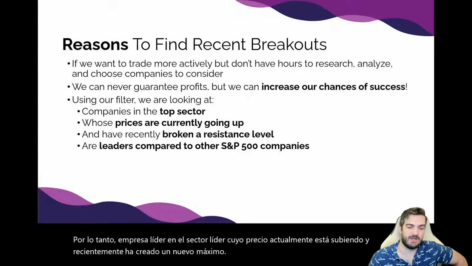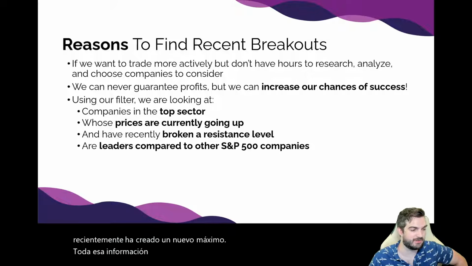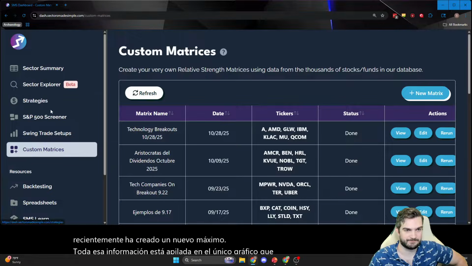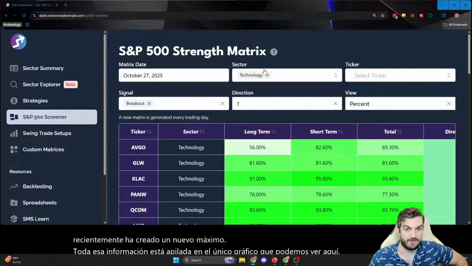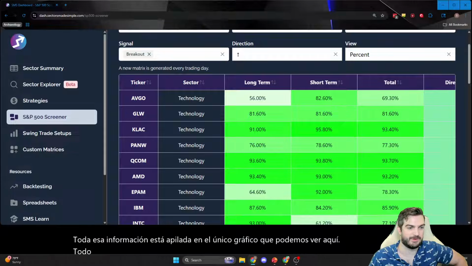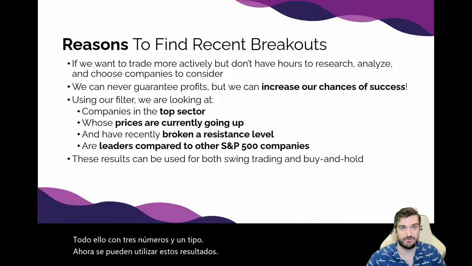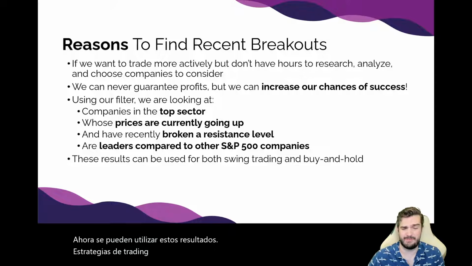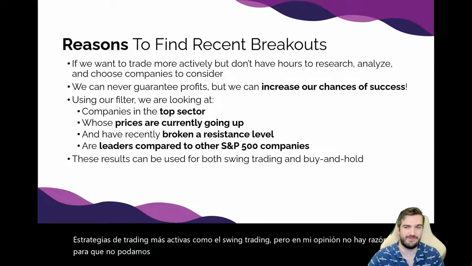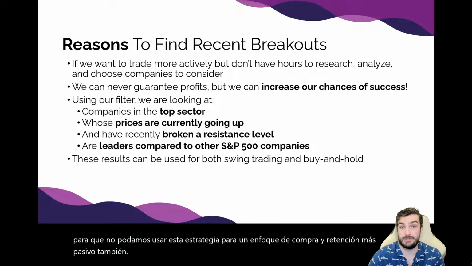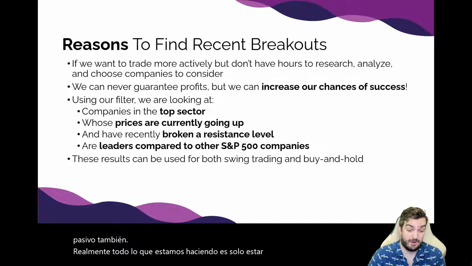All of that information is piled into the one chart that we can see here. All of it with 3 numbers and 1 sort. Now, these results can be used for more active trading strategies like swing trading, but in my opinion, there's no reason that we can't use this strategy for a more passive buy and hold approach as well. Really, all we're doing is just looking for a company who has positive signs of success recently.